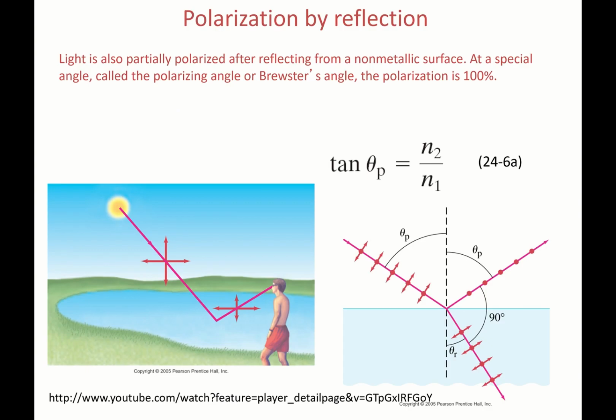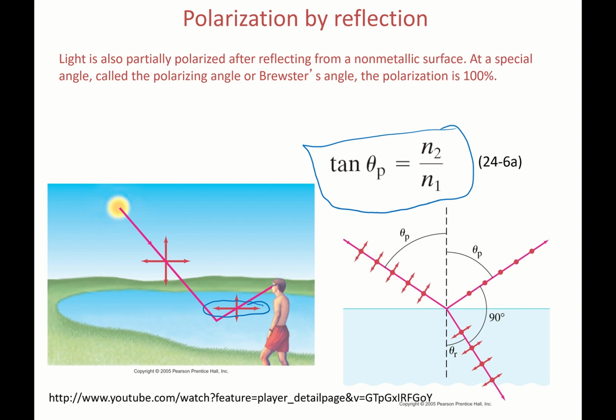We can also get polarization by reflection. So when light is reflected from a non-metallic surface, it comes off polarized, with a fraction of the polarization parallel to the surface. As you change the angle, more and more of the light becomes polarized parallel to the surface until you're at a specific angle called Brewster's angle, at which all the light is polarized parallel to the surface.